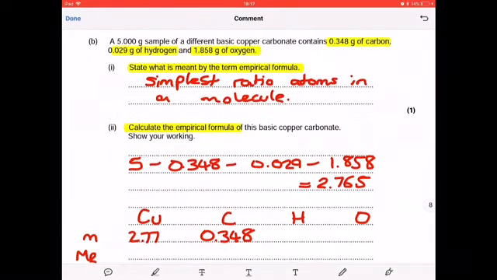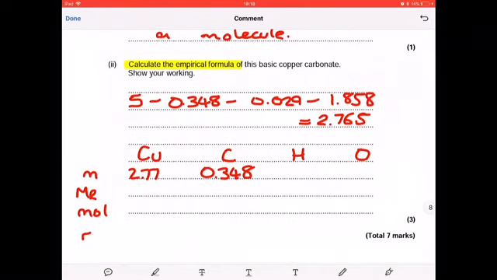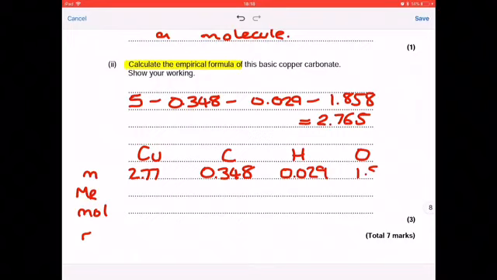Hydrogen is 0.029 grams, and oxygen is the remainder, which is 1.858. You're going to then use your periodic table to work out the atomic mass of each. The final three should be easy. Carbon you should know is 12, hydrogen 1 and oxygen 16. Copper you will have to look up, which is 63.5.